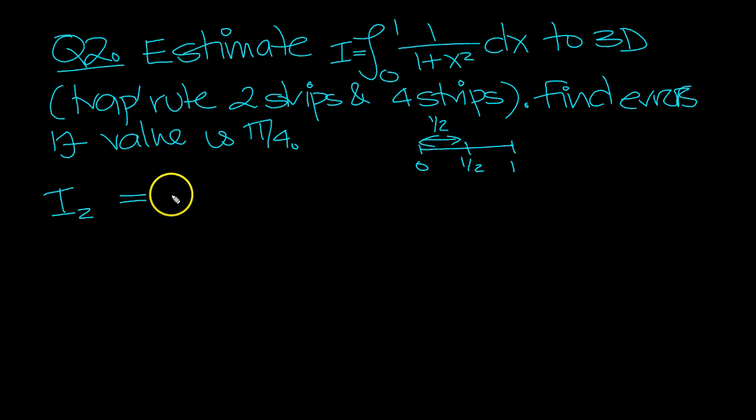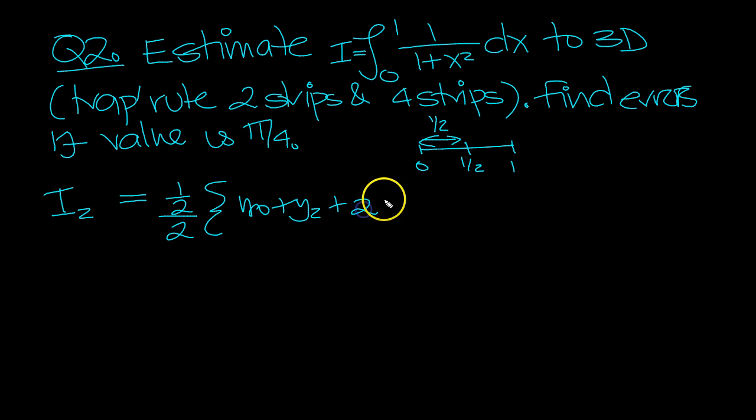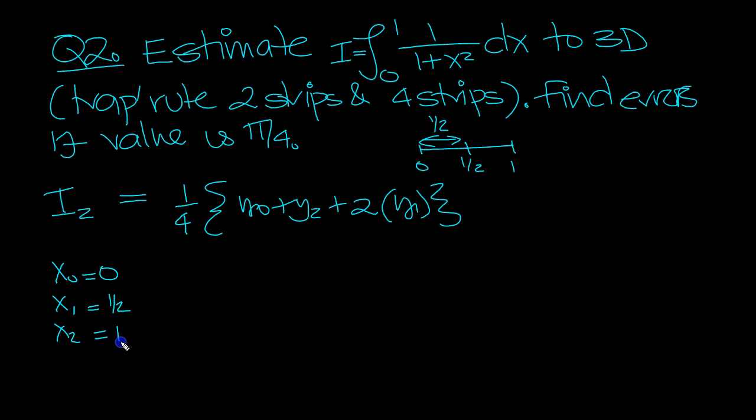So it would be the distance over 2, a half over 2 then, is the formula. First plus the last value, y0 plus yn. So there's y0, y1 and y2, plus 2 times all the ones in between, which is just y1. This is a quarter, isn't it? So let's put that down, 1 over 4. So x0, x1, x2 are 0, half and 1, and then the y0, y1 and y2.